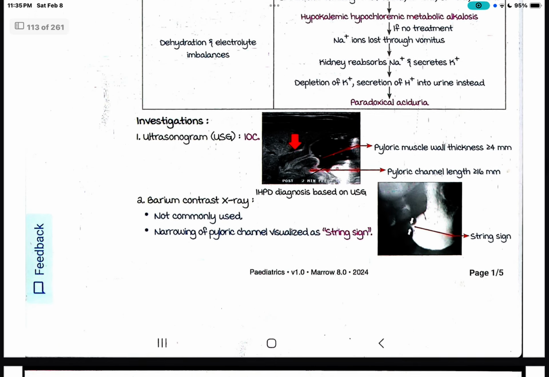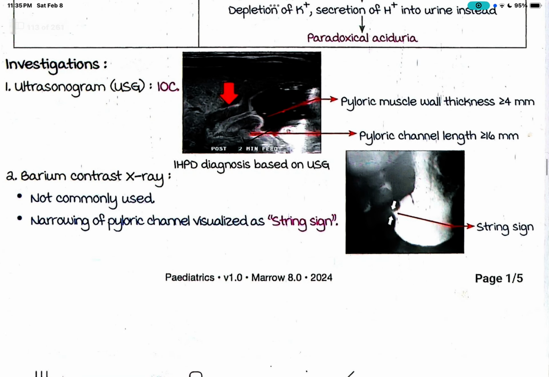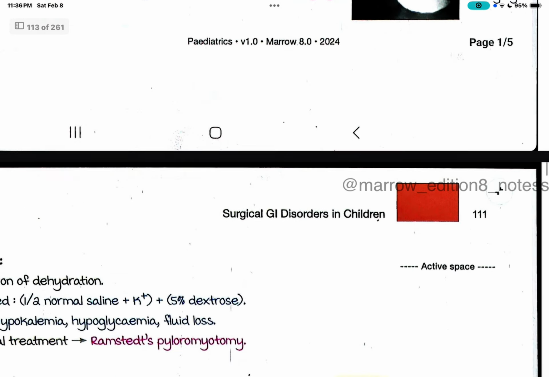Investigation. You do an ultrasound, which is the investigation of choice, and you will see pyloric muscle wall thickness is more than or equal to 4 mm, and pyloric channel length is more than or equal to 16 mm. That's the ultrasound. Barium contrast X-ray is not commonly used. You can see narrowing of the pyloric channel, which you visualize as a string sign.